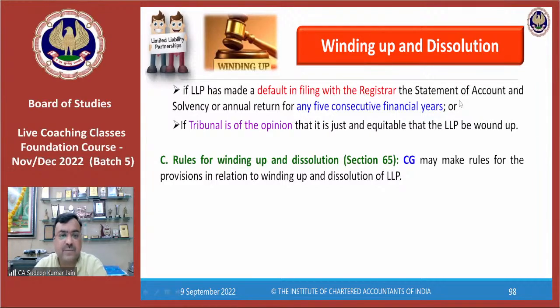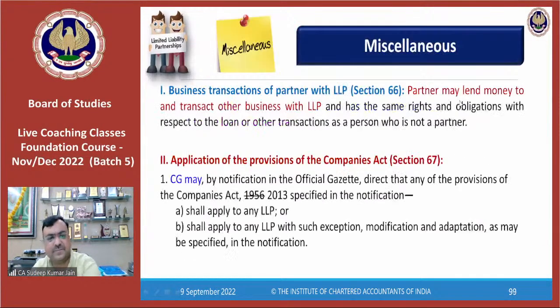Rules for winding up and dissolution. Rules, like you can say, the procedure. The central government may make rules for the provisions in relation to winding up and dissolution of LLP. Miscellaneous topic, section 66. Business transaction of partner with LLP. The partner may lend money to. ये important.